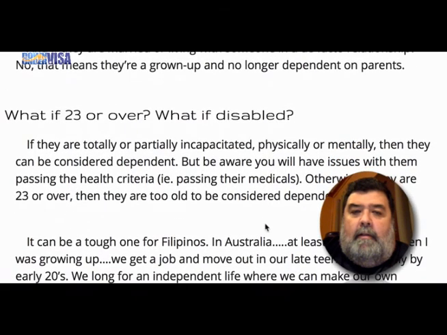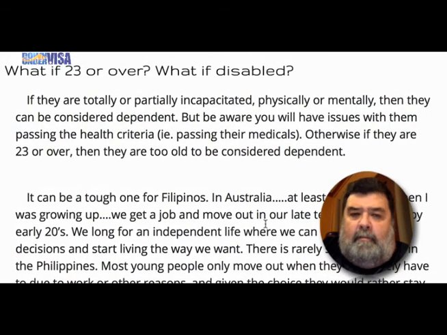What if they're 23 or over, and what if they're disabled? Well, if they are totally or partially incapacitated, physically or mentally, then they can be considered dependent, regardless of age. So, they could in fact be considered dependent if they were 35 years old, if they're dependent wholly or substantially on mum and dad, and if they have a very solid reason for not working.